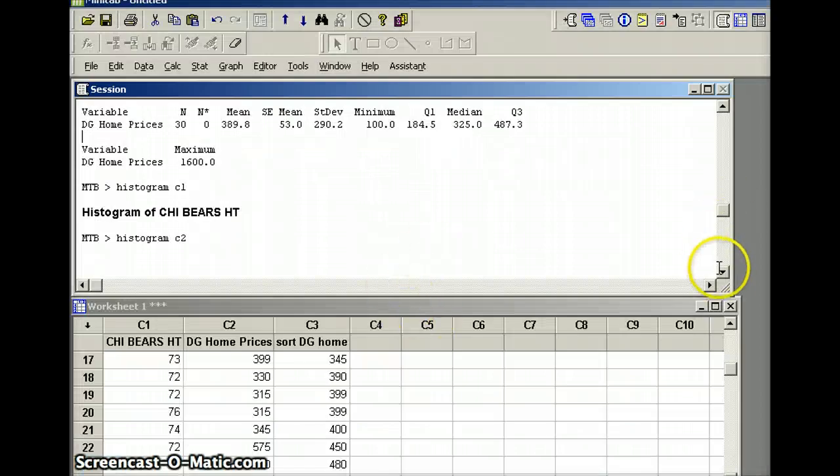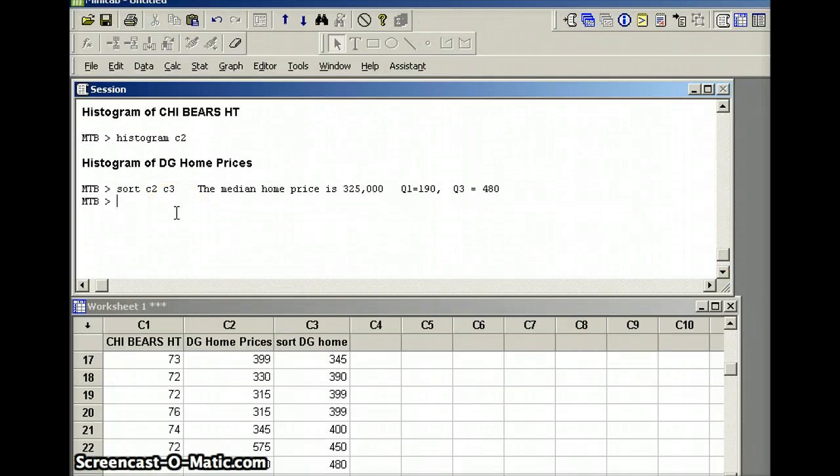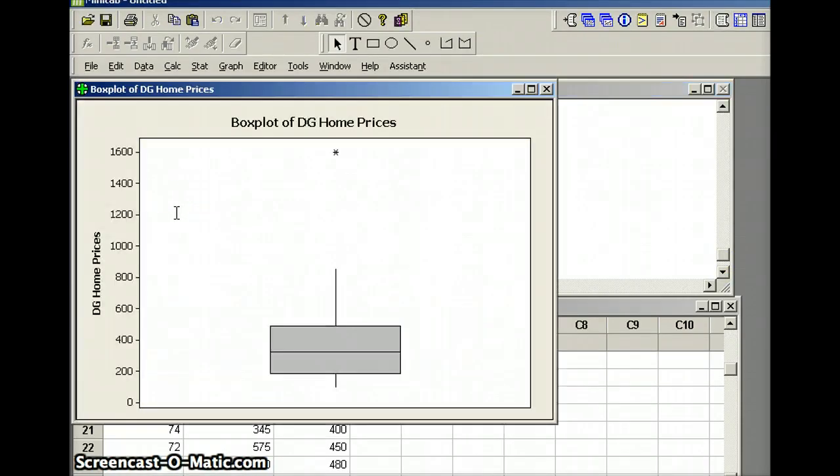And let's finish by looking at a box plot for the Downers Grove homes. So we'll ask Minitab to do a box plot for C2, and we'll see that representation. Notice the maximum is way up there. Minitab is actually calling that an outlier, and that is not a symmetric data set.